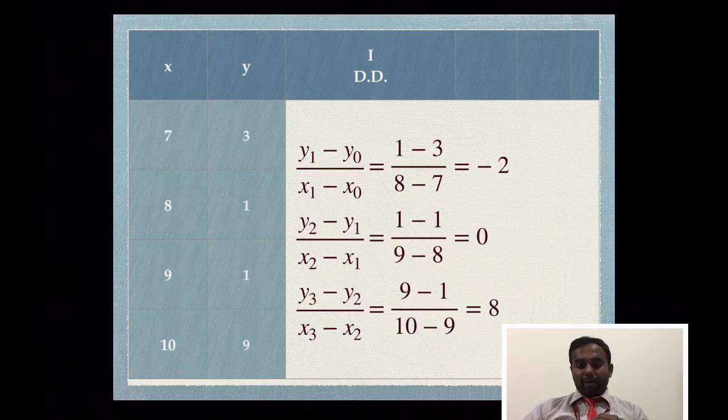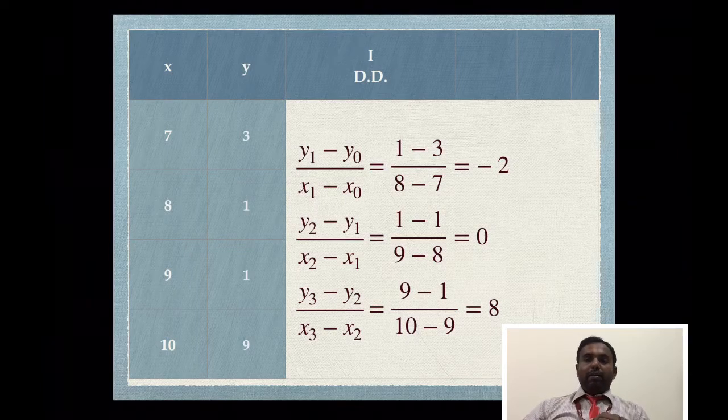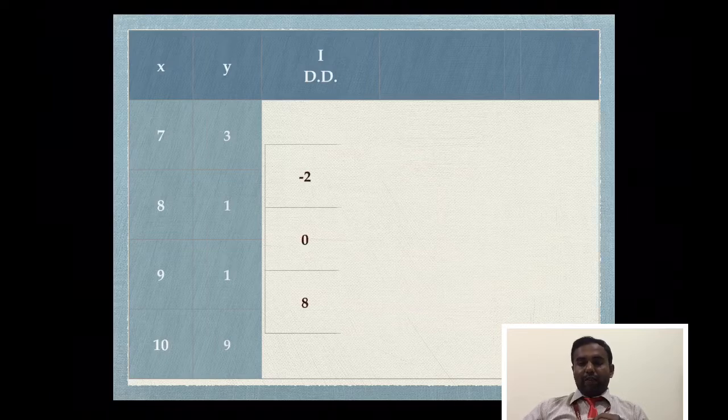In the previous relations, we usually had just one term, either y1 minus y0 or y2 minus y1, in the differences table. Over here, we have y1 minus y0 divided by x1 minus x0 for the first difference. For the second term in the first difference, it is y2 minus y1 divided by x2 minus x1. For the third term, it is y3 minus y2 divided by x3 minus x2. Is it clear? So the first divided difference terms are minus 2, 0, 8 respectively.